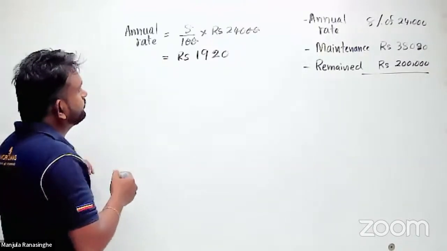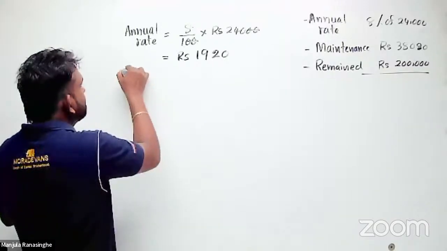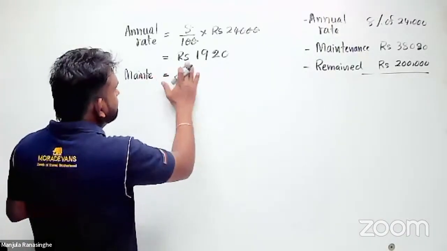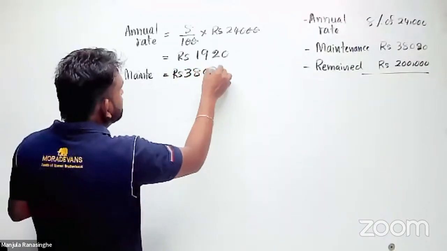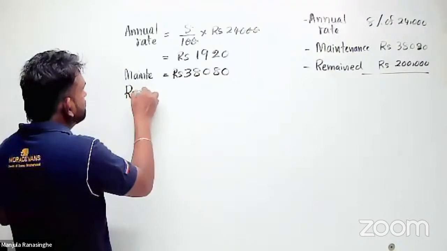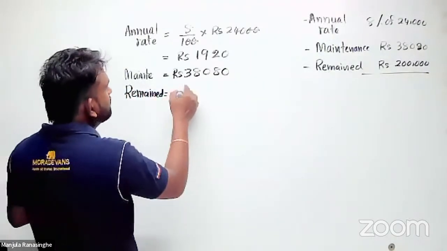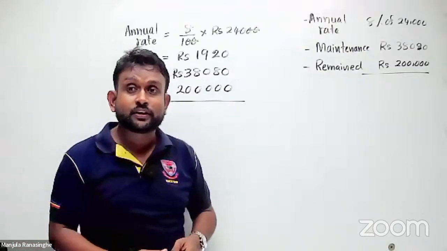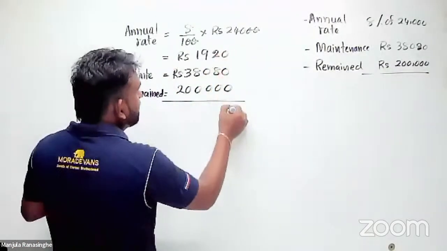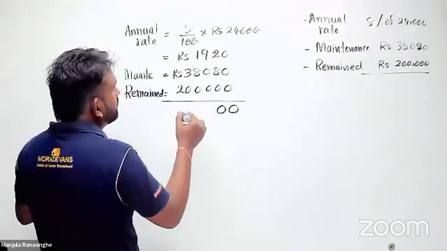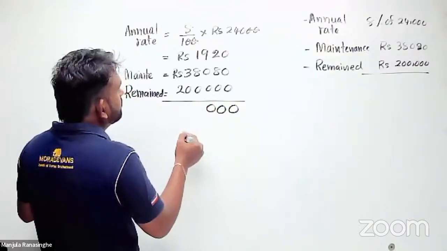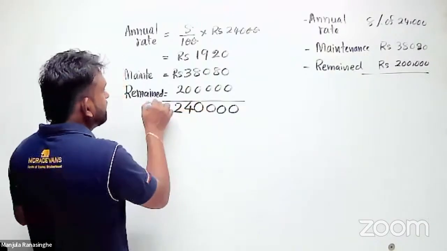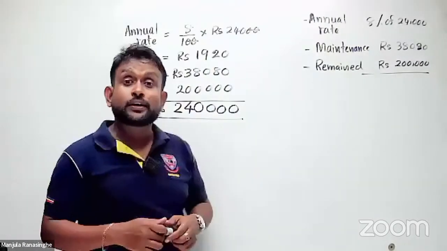Then we take the maintenance cost, that is rupees 38,080. Then the remaining amount is 200,000. Now the sum of these three figures is the total earning. So what is the total earning? You can add these three figures. That means rupees 240,000 he has earned.